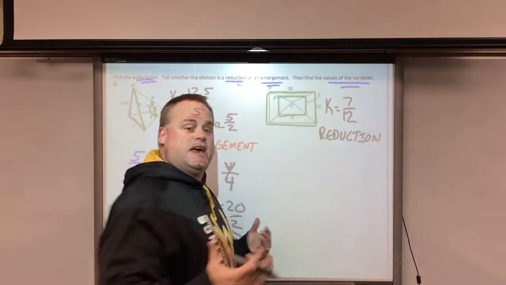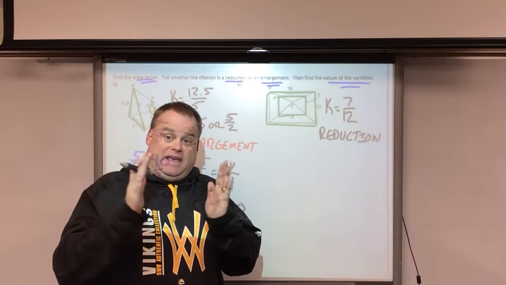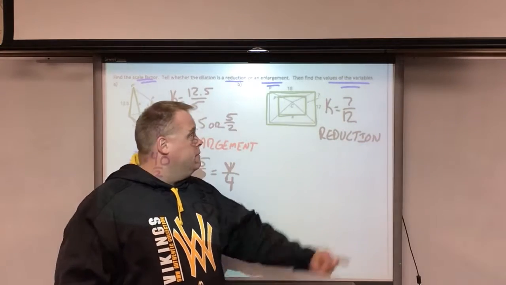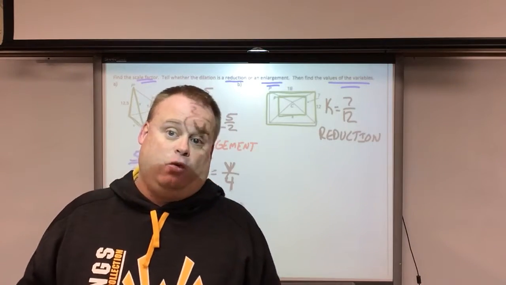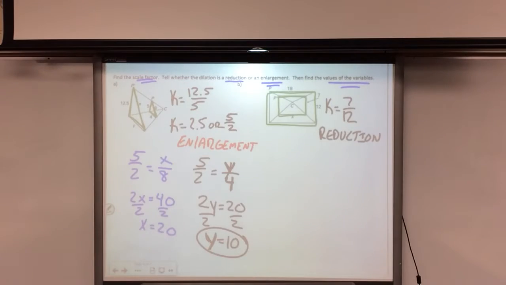Now, you could have said, hey, I can see that already because my pre-image is here and my image is here, so I know that's a reduction. You're absolutely right. But making sure we write it correctly allows us to move forward with the algebraic part of this. All right, next part.